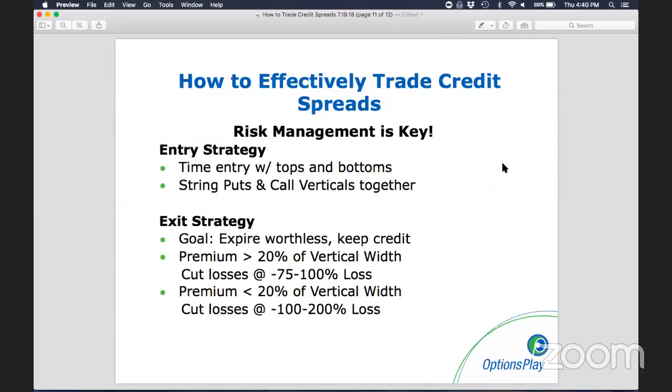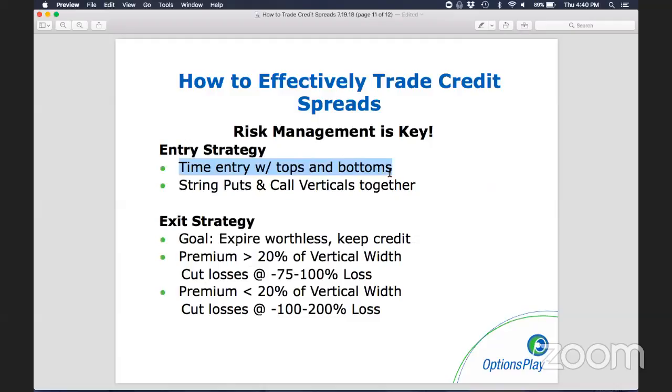So let's now talk about, once you're in a credit spread, how do you actually manage it? We talked about entries being very simple. You time them with your expected tops and bottoms. So when you feel the markets are oversold, you might sell a put credit spread. When you feel the markets are overbought, you sell a call credit spread, and you can string these calls and puts together. A simple strategy on how to get in. Once you're in those trades, how do you manage them?